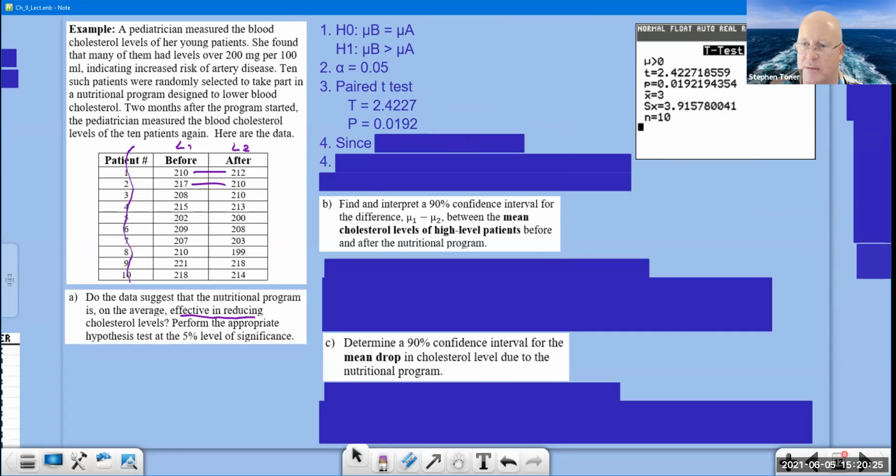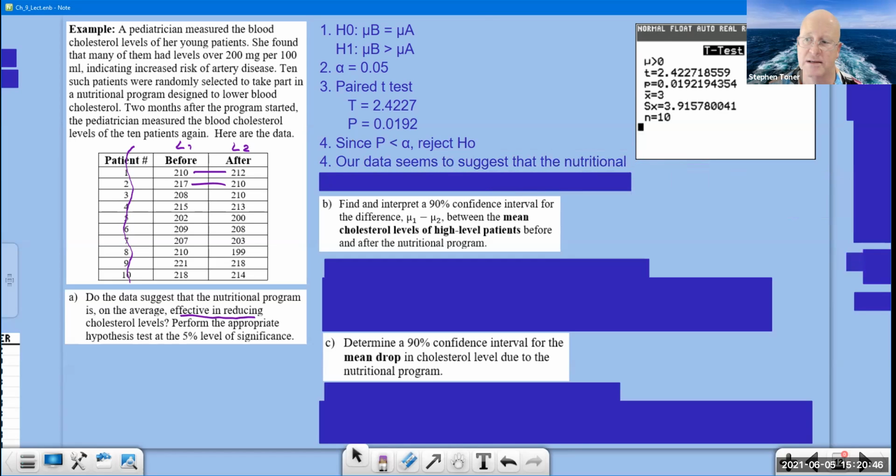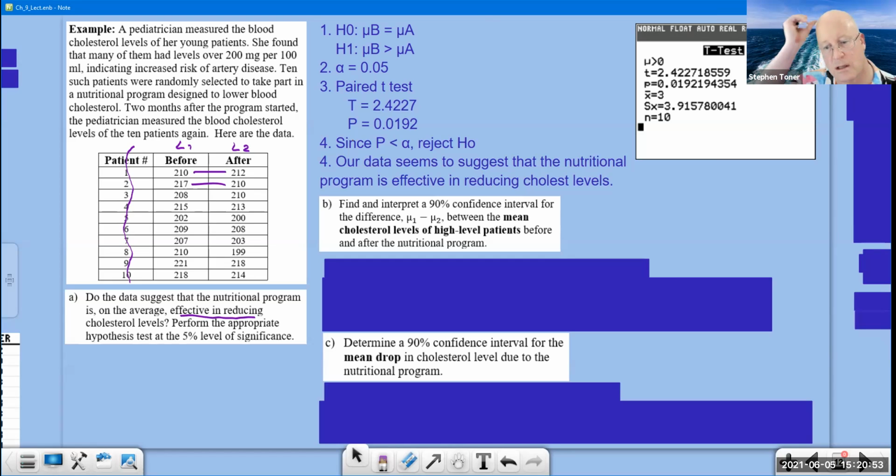I've got them a little bit larger right here where we want it. And our p-value is just about 2%, which is under 5%. So since our p is less than alpha, we're going to reject the null hypothesis. And since we've rejected the null hypothesis, our data seems to suggest that the nutritional program is effective in reducing cholesterol levels.